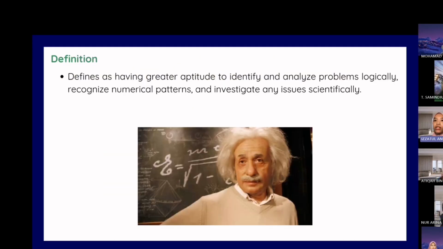Now we will be talking about logical mathematical intelligence. Let's begin by defining what it means. When we talk about this concept, we are referring to a person's ability to think logically and solve problems effectively. These involve identifying and analyzing problems in a logical way, recognizing patterns in numbers, and approaching challenges using scientific investigation. In other words, it's about using reasoning and evidence-based thinking to solve problems rather than relying on guesswork.